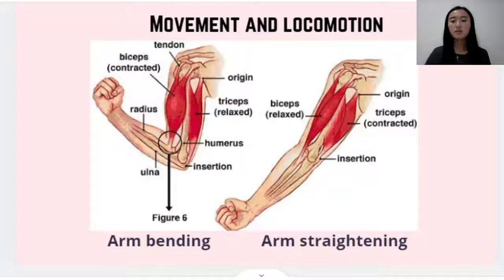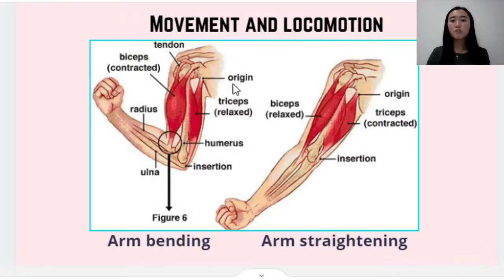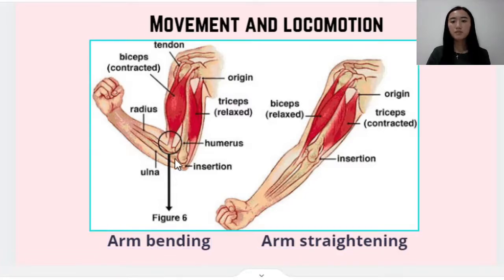Then we look at the movement and locomotion of human arms. The arms can be bent or straightened. When the arm is bending, the biceps is contracted.